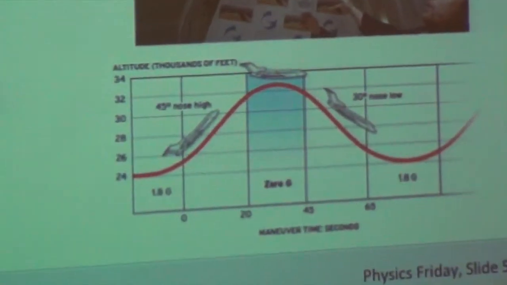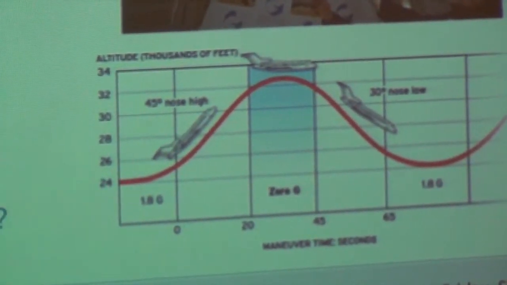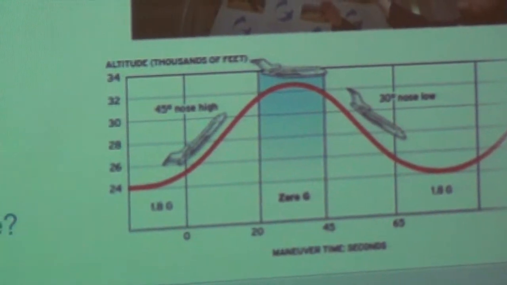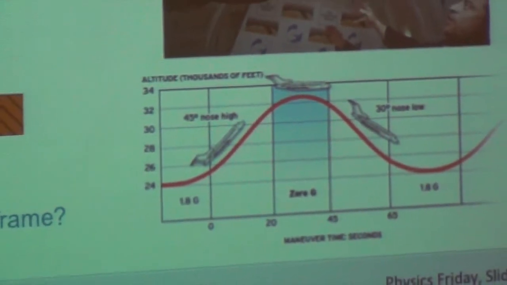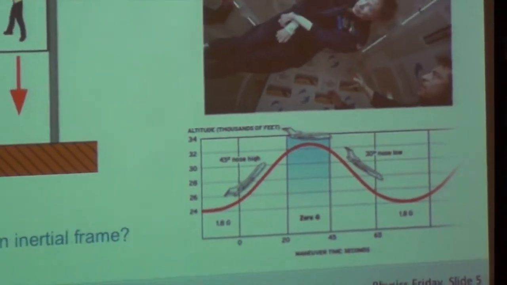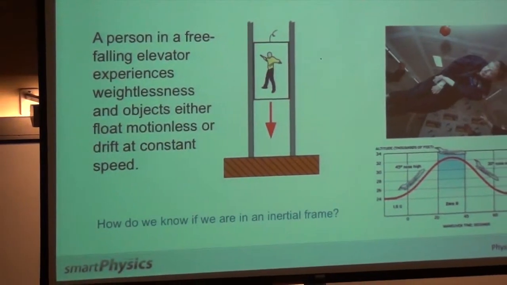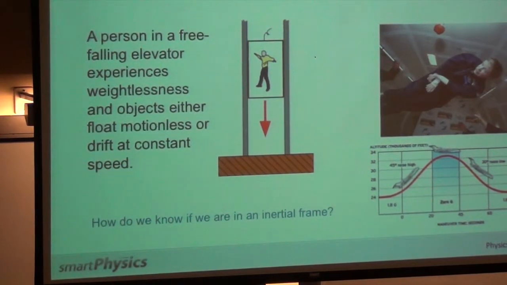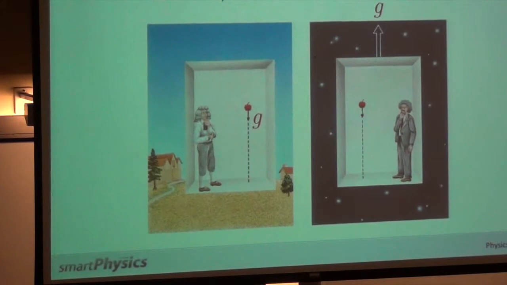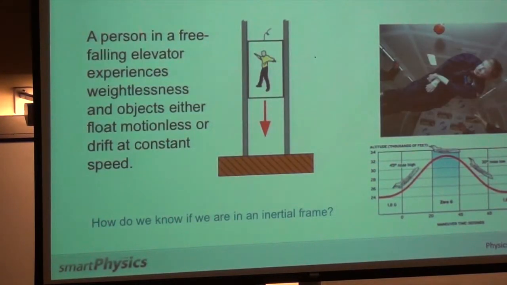So this leads to the question: how do we know if we're in an inertial frame? This was really the first step that led to all of this: understanding that if everything is accelerating with me, then I can't distinguish whether I'm in an inertial frame or not without talking to some outside observer. So this is the so-called weak equivalence principle.